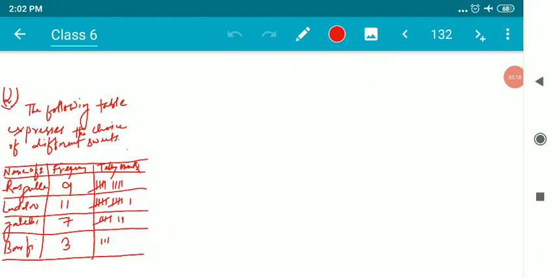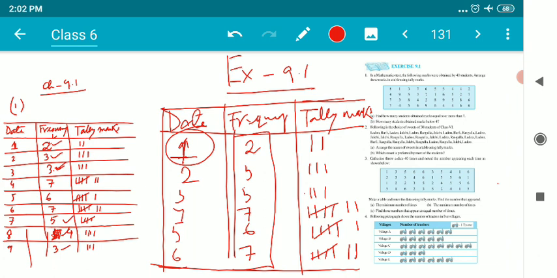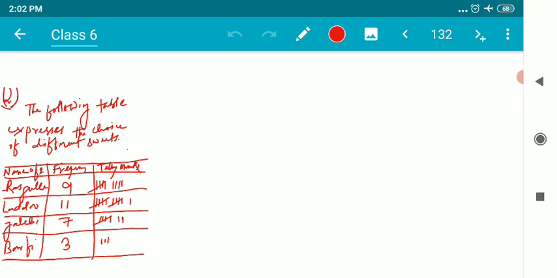The next one is about the choice of sweets of different children, as given in the table in question number 2. Some children like laddu, barfi, jalebi, and rasgulla. These are the four different types of sweets liked by some number of children.